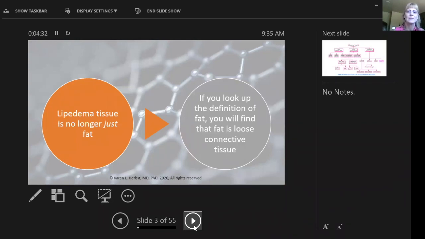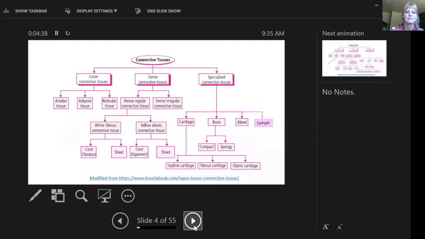But now if you look up the definition of fat, you'll find that fat is actually defined as loose connective tissue. What is connective tissue? There are three main types: loose connective tissue, dense connective tissue, and specialized connective tissue. Specialized connective tissue includes cartilage, bone, blood, and even the lymph. Dense connective tissue is tendons, ligaments, and the sheets of connective tissue that are along our muscles and also between our fat layers. And then there's loose connective tissue. So there's areolar, reticular, and then what we're talking about today, adipose tissue. So if you have problems with your adipose or fat tissue, you have a connective tissue disorder.